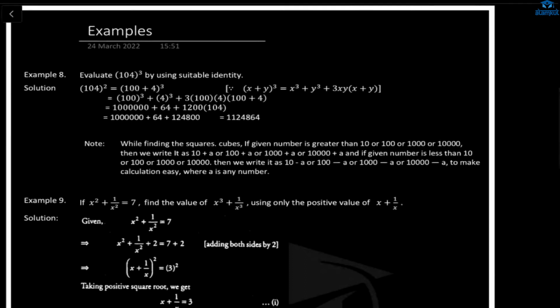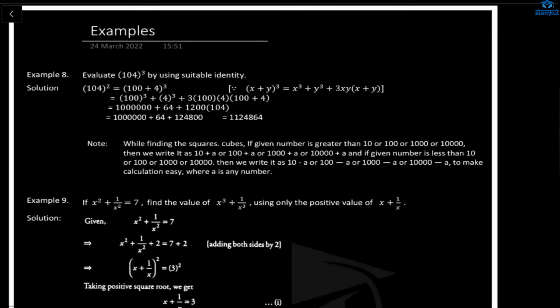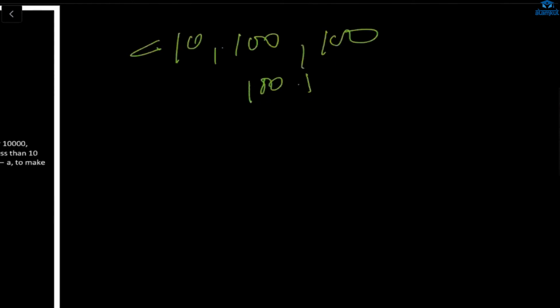Ma'am, this example number 8 is like class 8's algebraic expressions. Here you can see that if any number is greater than 10, 100, or 1000, then you are going to add to the number. Like here it is 104, it is greater than 100. So you can write it as 100 plus 4 whole square. This way your calculation becomes easy. It can be written in the form of a plus b whole square.